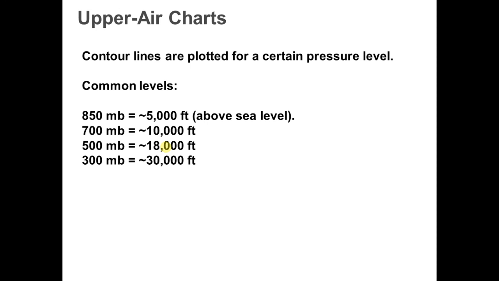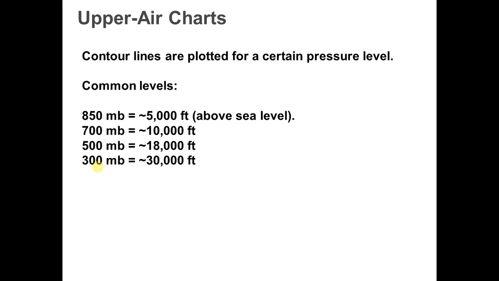We'll talk about how. And the 300 millibar level is the jet stream level. The jet stream is found around 30,000 feet. This is a very useful chart to look at because it turns out on the upper air charts, the winds blow parallel to the contour lines. So if you have contour lines plotted for the 300 millibar level, you can easily see the wind directions. You just follow the lines.